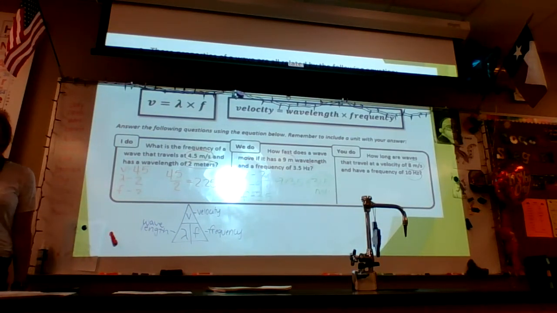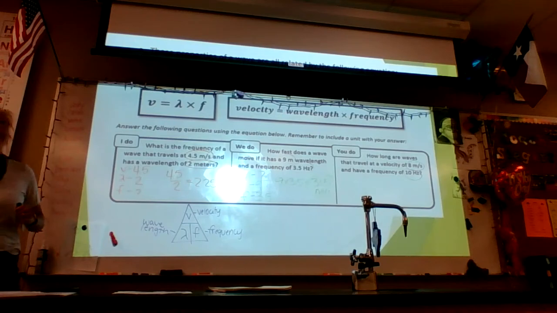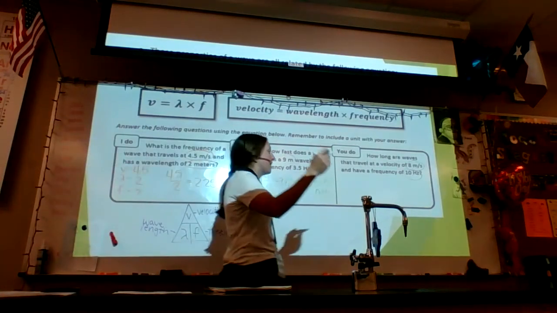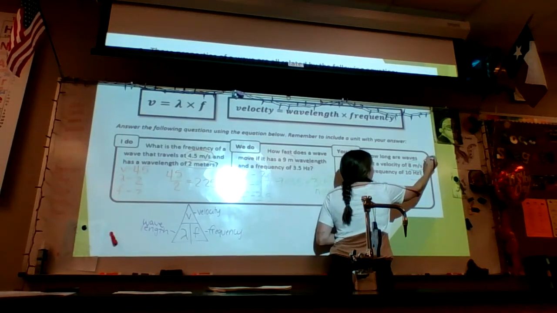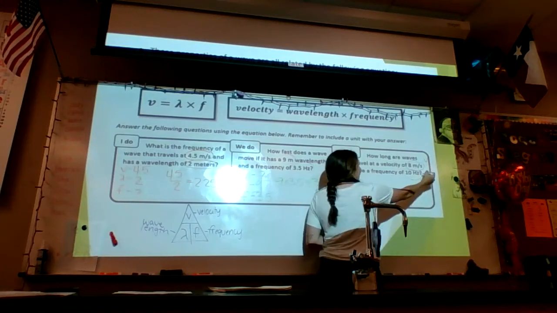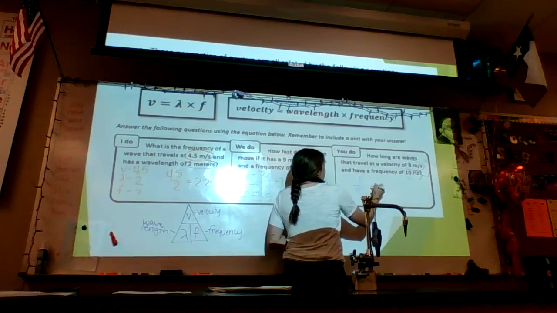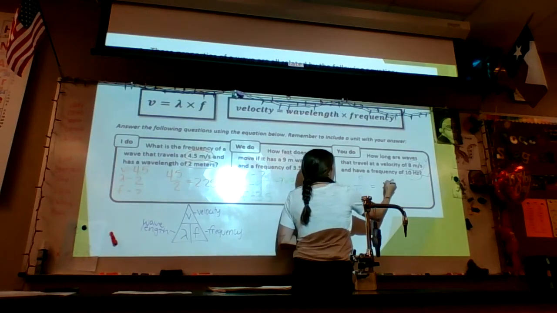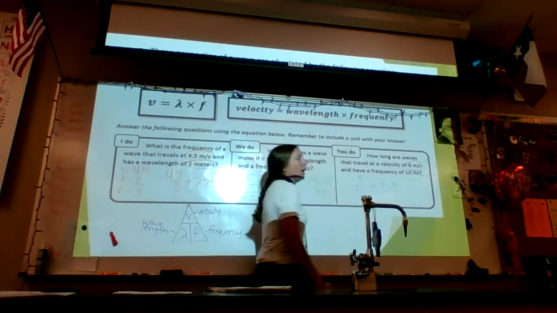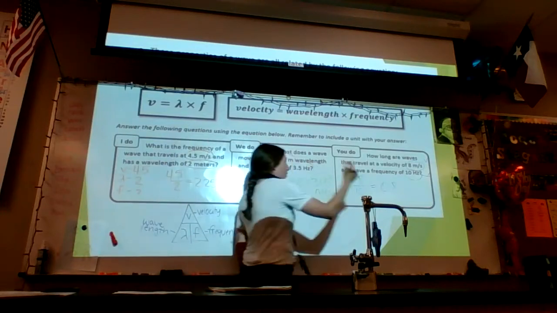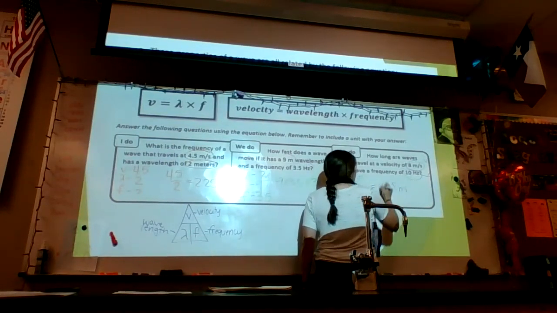Somebody really quick, tell me what math did you do? What number goes on top? 8. Make sure we always have velocity on top. So meters per second gives me velocity. Hz is frequency. I divide those. And what'd you get? 9. What's my unit? Meters, because I'm looking for wavelength.